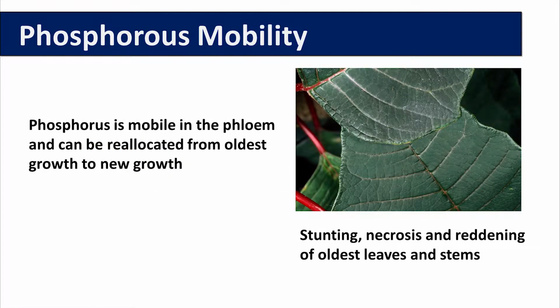Now, if these symptoms are not corrected, and phosphorus is not applied to the soil or root systems do not recover, then phosphorus deficiency symptoms will progress from the oldest to the newest growth in the plant.